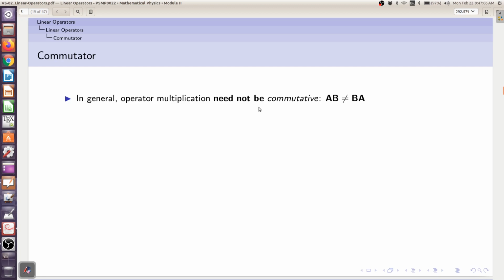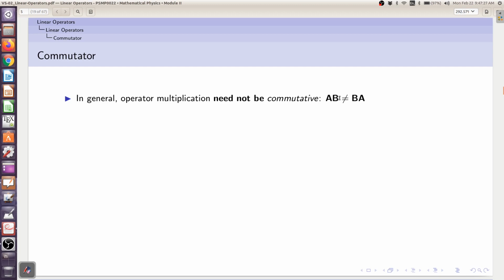So before that, I'll introduce to you the concept of a commutator. In general, the operator multiplication need not be commutative. That is, if I have two operators A, B, and these two operators operate on some vector, let's say, then the order in which they operate is going to matter.